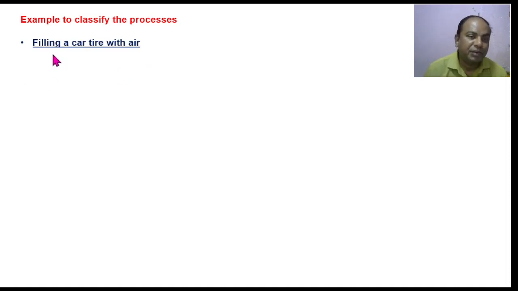So the first example we take here is filling a car tire with air. We are very much familiar with this example, since everyone has a vehicle and fills their tire with air. So you have to classify exactly what kind of process this is, and how you would classify this process with respect to what we have learned so far.